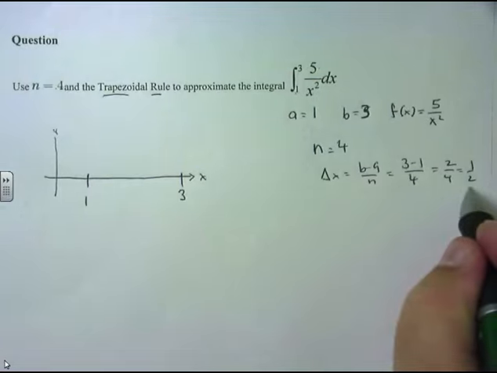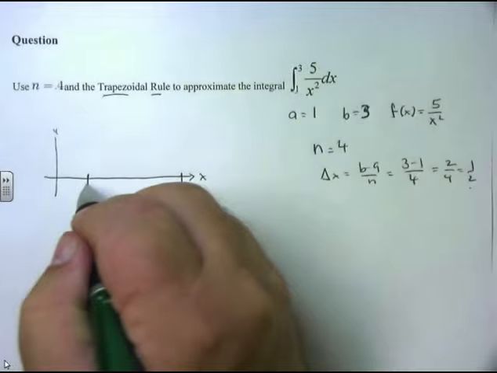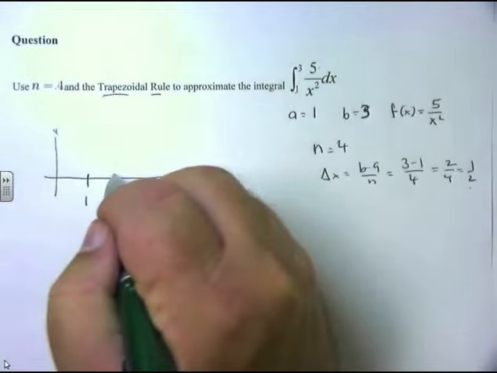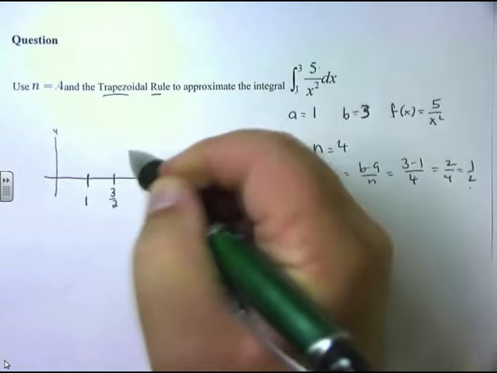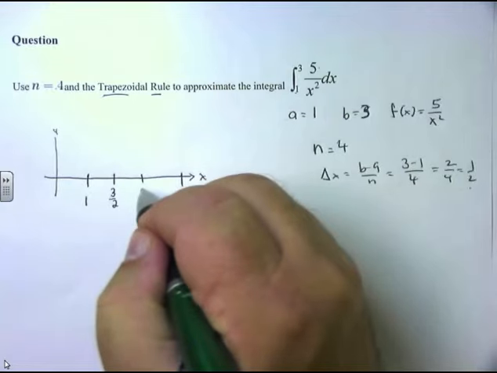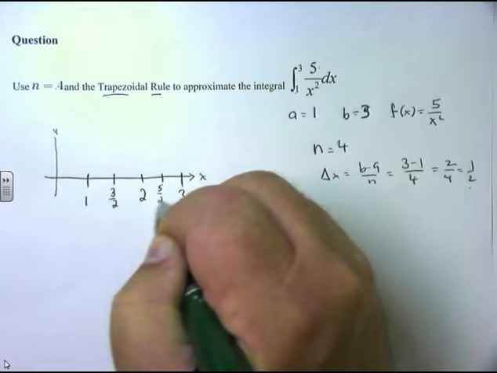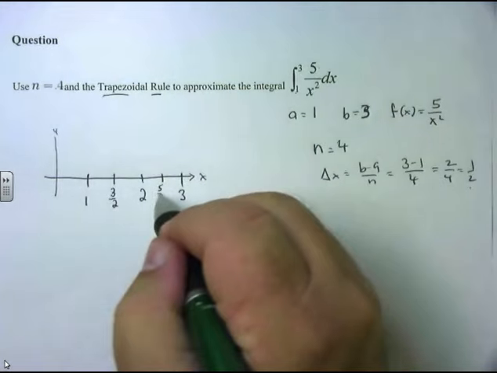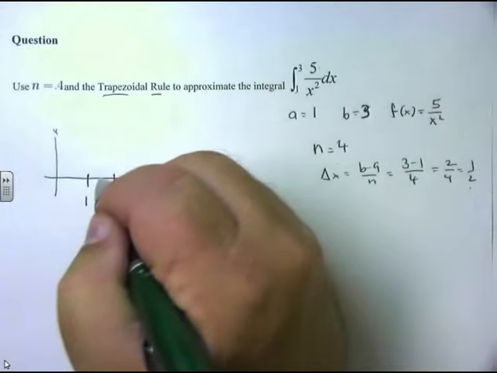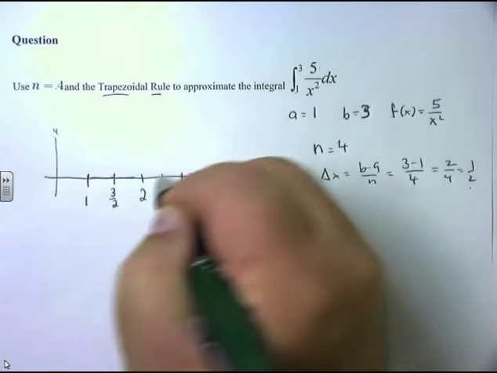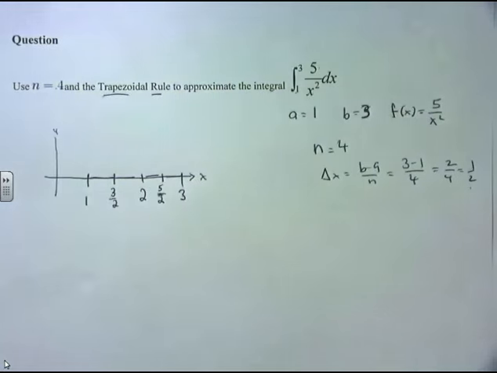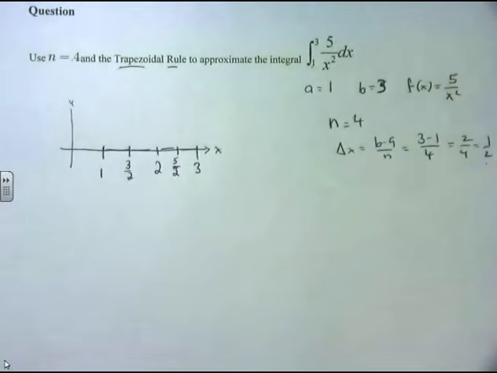My delta x is equal to 1/2. So if I take 1 and add 1/2 to it, that'll be 1 1/2 or 3/2. Add another 1/2 to it, I'm up at 2. Add another 1/2 to it, I'm at 5/2 or 2 1/2. And another 1/2 to it will make it 3. And you'll notice that I have 4 partitions. So these are my partition points.